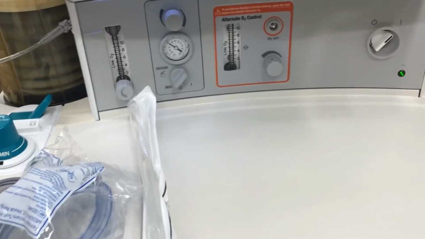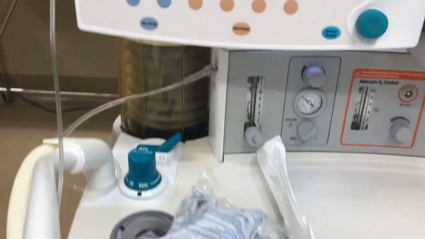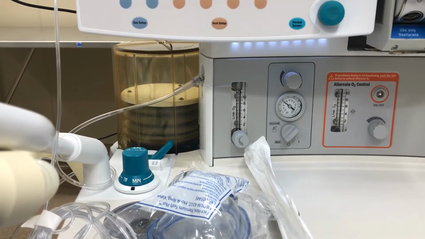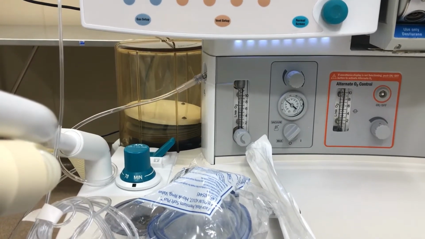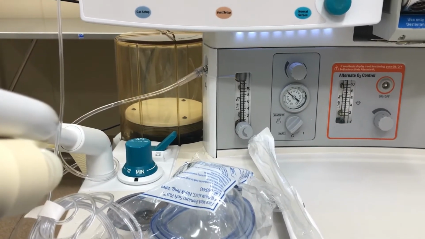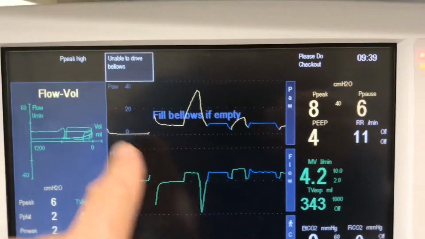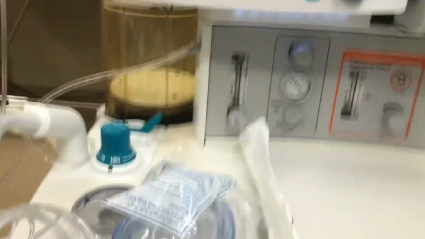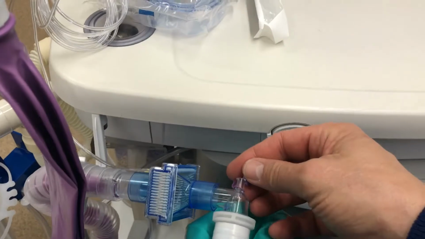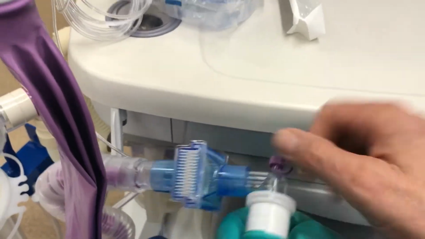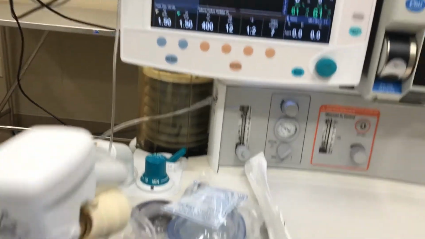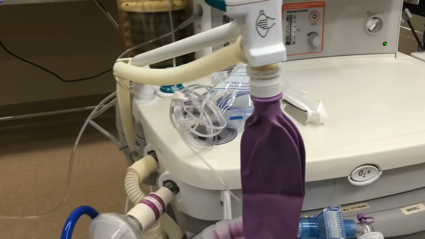Now, a couple situations that can go on. If I get a leak, and I will create a leak right here, we will see that the bellows, which are kind of our internal reservoir, will progressively collapse. When that's empty, the system cannot create a drive. You will get an error that says unable to drive bellows. The first thing to do is look for your leak. Once you find your leak, you can fix it. We can refill the bellows back up, and we'll be back into normal function.